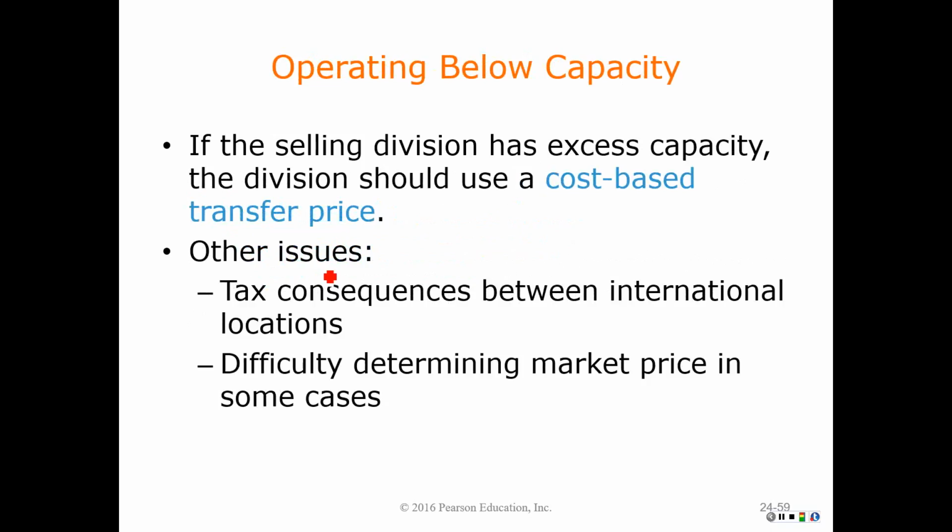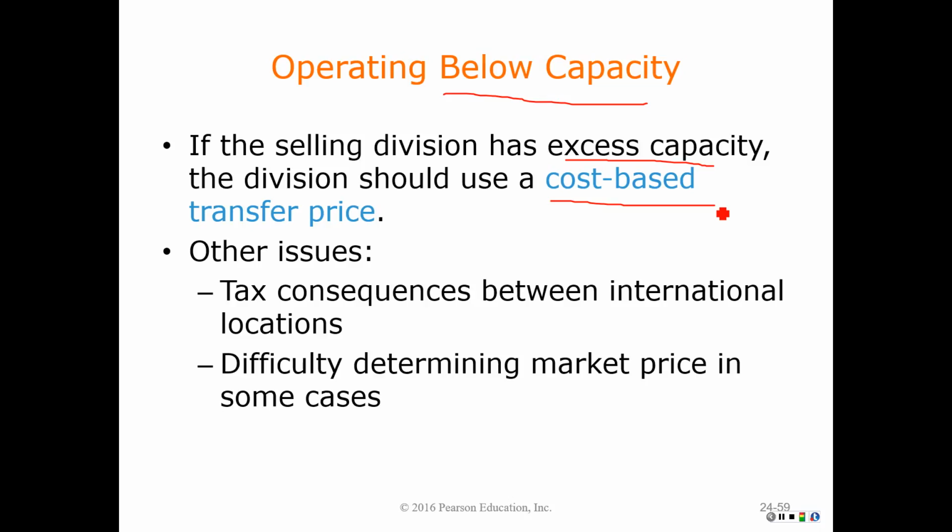All right, what about when we're below capacity? If we are below capacity, as your book says, or we have excess capacity, these actually mean the same thing, believe it or not. If I have 100% capacity and I am only using up 70% of my machine time, 70% of my direct labor time, then I have excess capacity. I'm operating below what I could actually produce. If that's the situation and one of my divisions needs parts, then I should consider transferring to them at a cost-based price.